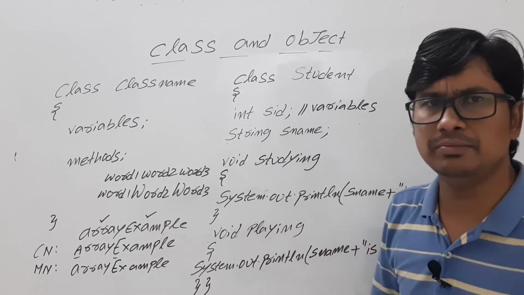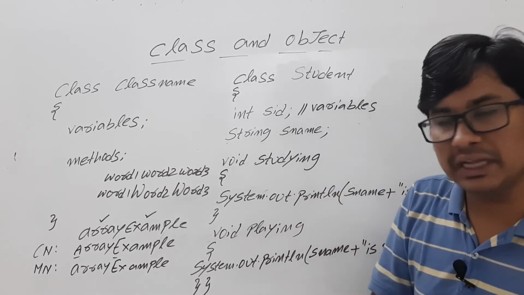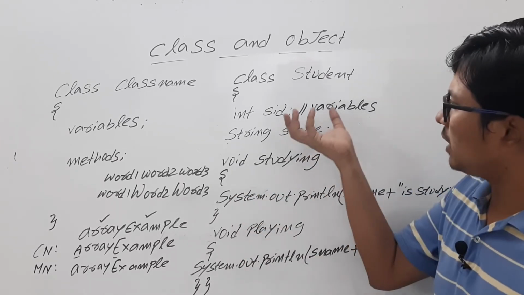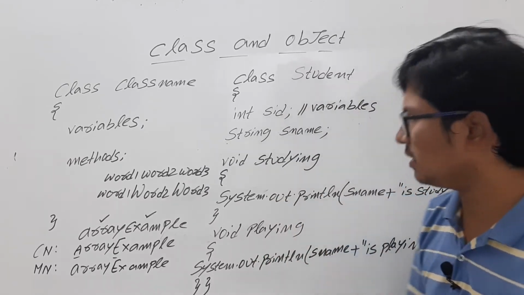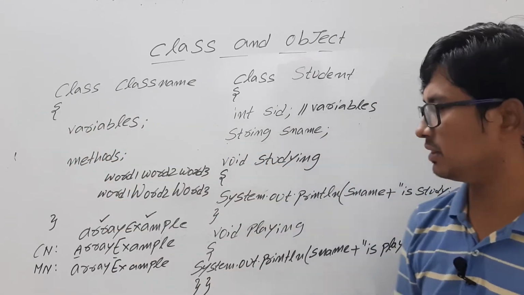It's not always compulsory that you should have the variables. You can have only methods, or you can have only variables, or both. That is not a problem. Is it clear? So what I say, a class is a collection of variables and methods.